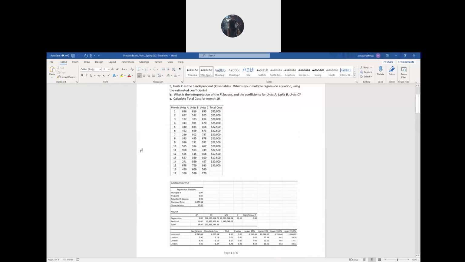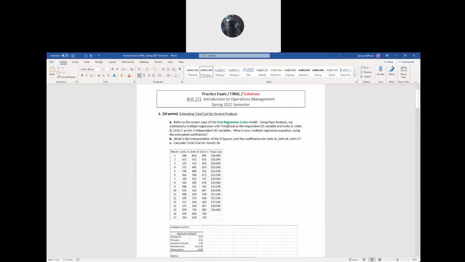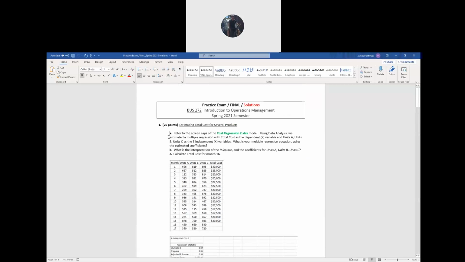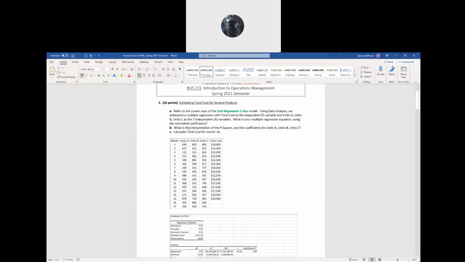All right, so for this one, you're going to get a screen cap for the cost regression 2 with the different months and the units and the total cost, and then the summary output. And all you've got to do is write out the equation. Okay. Part B is interpret the R square and the three coefficients for A, B, and C. And then part C, calculate the total cost for either month 16 or month 17. All right, so make sure you do the correct month.